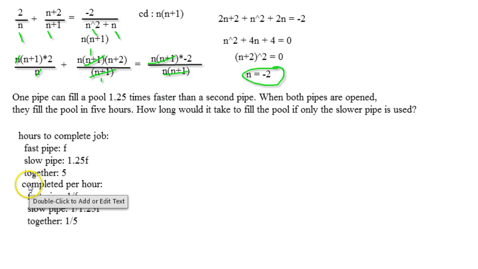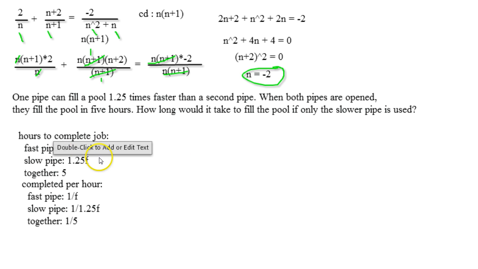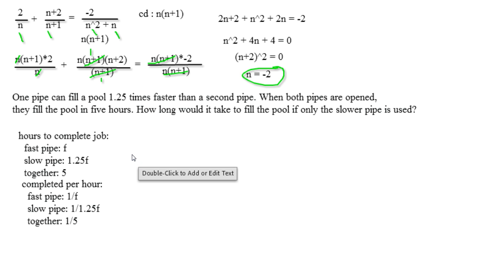Okay. Alright, now completed per hour. Right, the fast pipe, it's an inverse relationship. So the fast pipe is 1 over F. Okay, the slow pipe is 1 over 1.25 F, and together it's going to be 1/5. So that's the trick when you're working with these ones. Whatever the rate you are, or whatever the hours you are taking to do this, okay, the rate completed per hour is 1 divided by that time. Okay, so that's a really nice thing to just think about, just when you're doing this type of stuff.